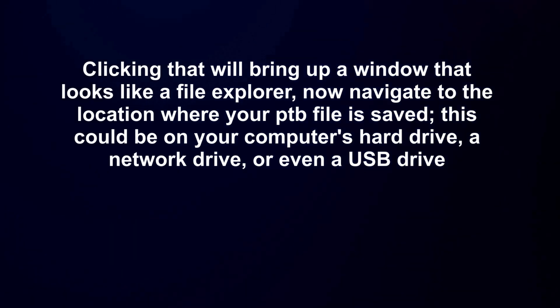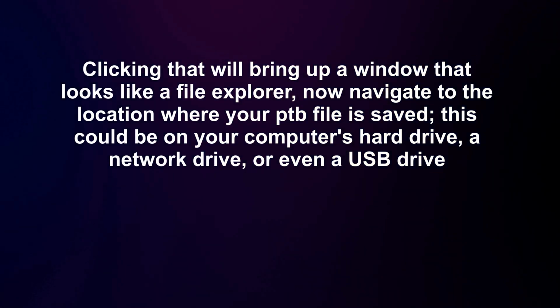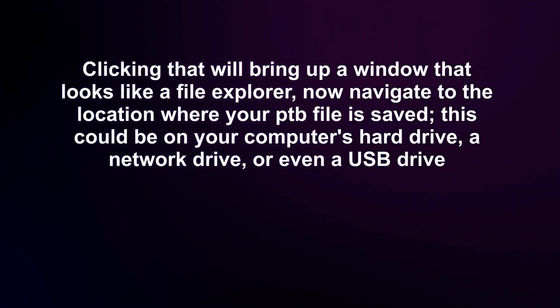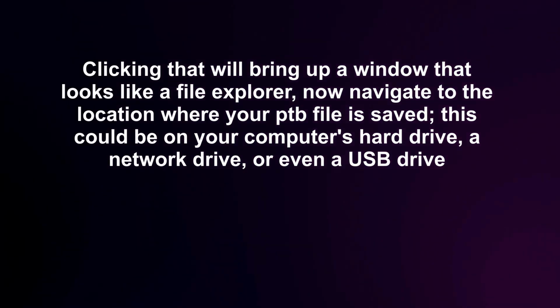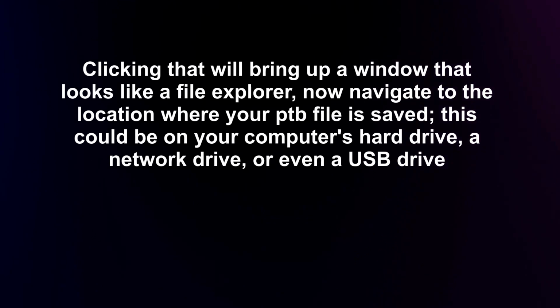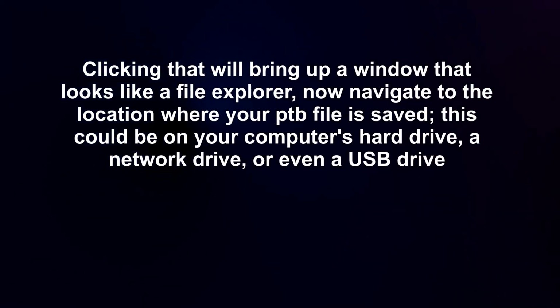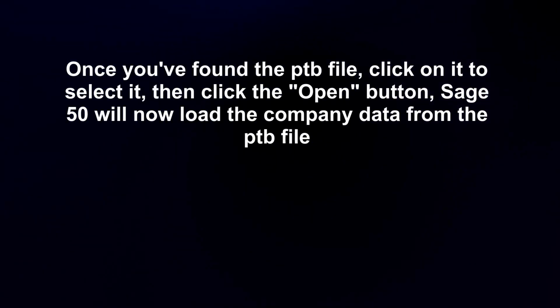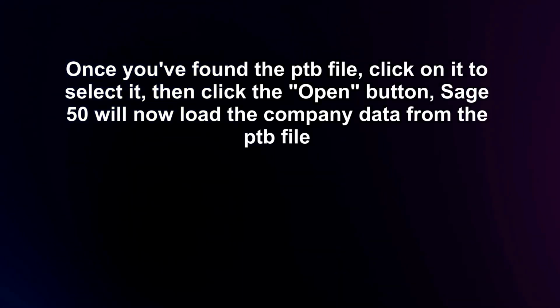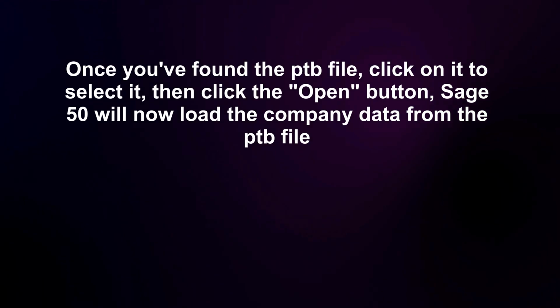Clicking that will bring up a window that looks like a file explorer. Now navigate to the location where your ptb file is saved. This could be on your computer's hard drive, a network drive, or even a USB drive. Once you've found the ptb file, click on it to select it, then click the Open button.